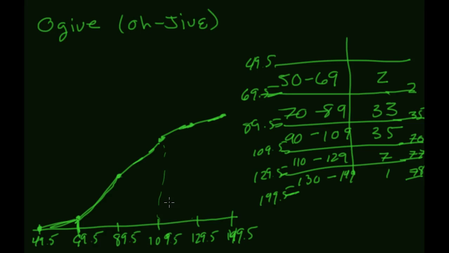This is what we call an ogive, and it's not a very frequently used graph, but it is fairly useful to show you the rate at which you are accumulating growth as you raise scores or values.